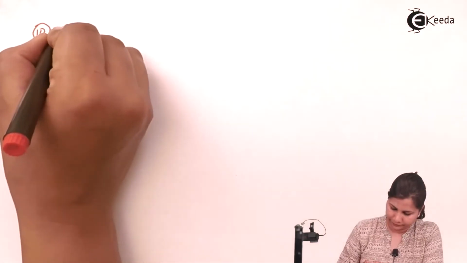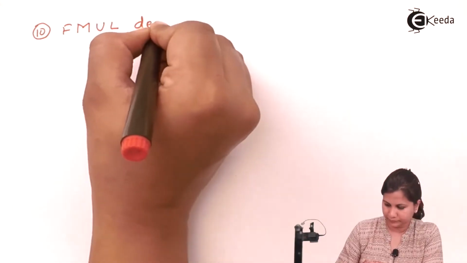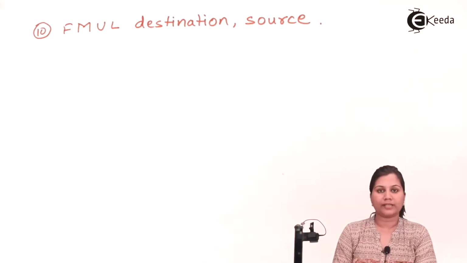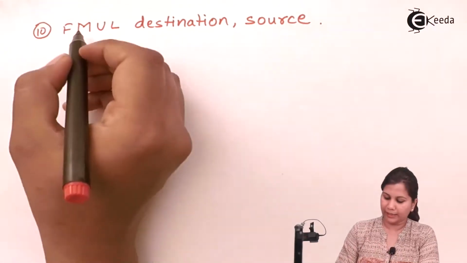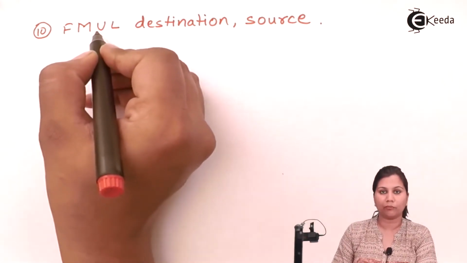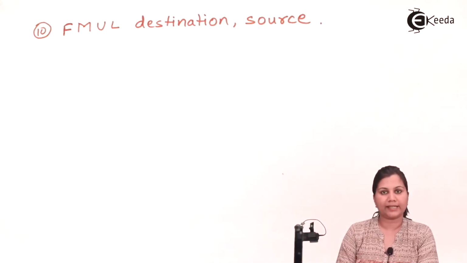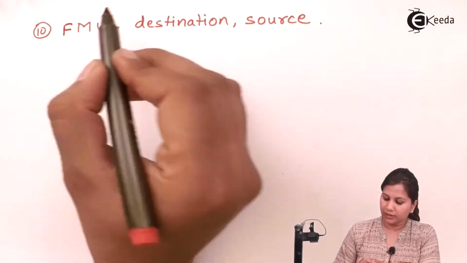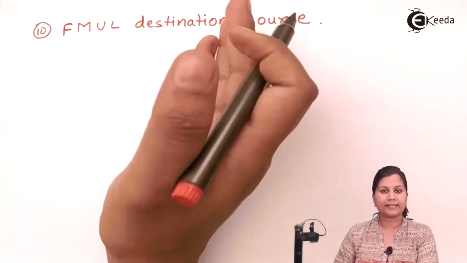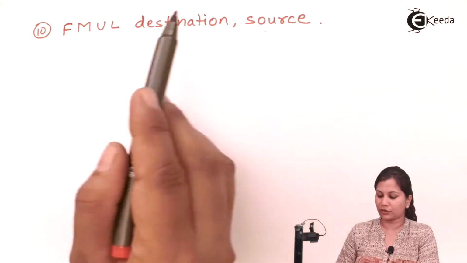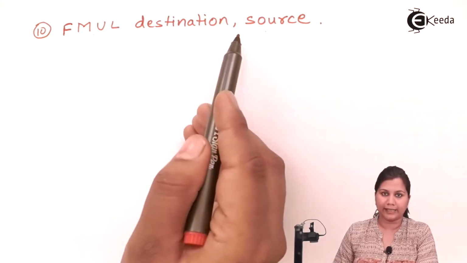Next comes the instructions for the multiplication. So this instruction is for the multiplication. FMUL, where MUL is the mnemonic for the multiplication, and F is for the 8087 instructions. So here the destination and the source contents are multiplied with each other, and the result of this multiplication is stored at the specified destination.